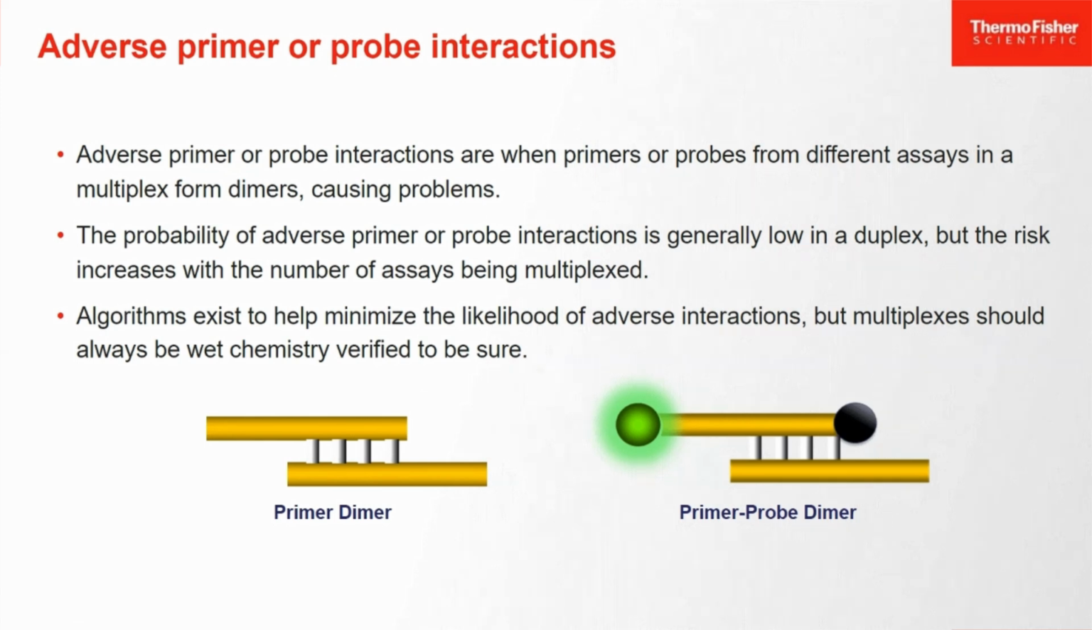Another point to be aware of is adverse primer or probe interactions. So in a singleplex, we only have 2 primers. We start adding more primers in a multiplex. So there's a greater risk that those primers could interact with each other, form primer dimers, things like that. And that could have an adverse impact on the assay. Now, there are algorithms to predict whether these adverse interactions might occur, but I think it's wise to always test the multiplex using wet chemistry to be sure.